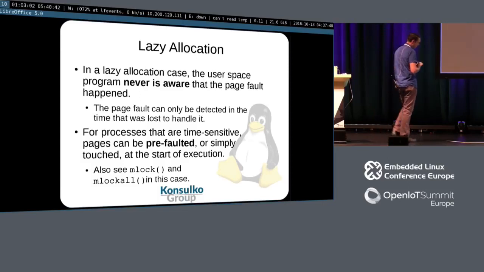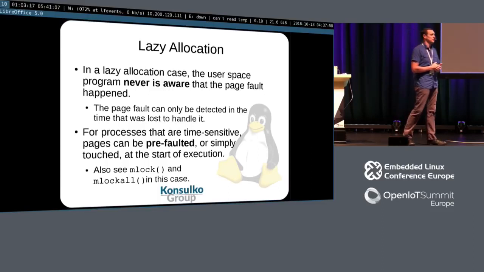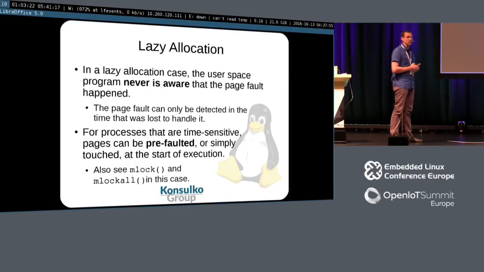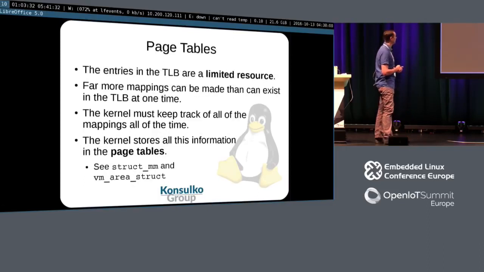The other thing, if you have time-sensitive things, you know that you have a fast path, you can go pre-allocate that. You may have used mlock or the family of mlock calls. That will go ahead and pre-allocate these things so you don't have that lazy allocation situation.